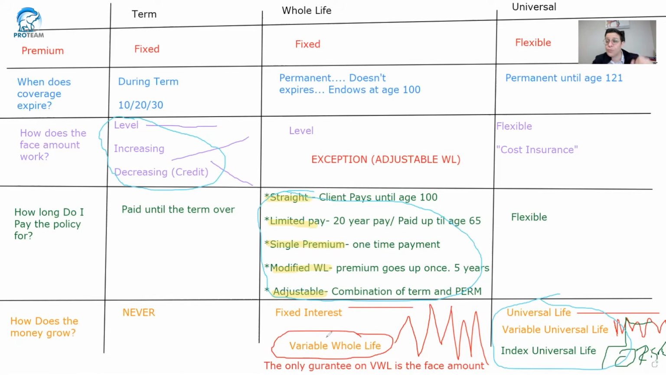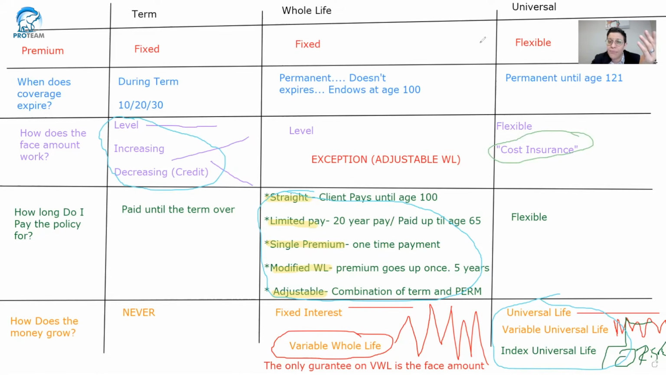Now, a lot of people, here's another hack. A lot of people get confused between variable whole life and variable universal life. Here's a way that I quickly identify the difference. Anytime they're talking about the cost of insurance, I'm gonna make this green. Okay, it's automatically universal. I'm gonna say that one more time because it's super important. Anytime you see the words cost of insurance, or costo de seguro in Spanish, it's automatically gonna be a universal life policy.